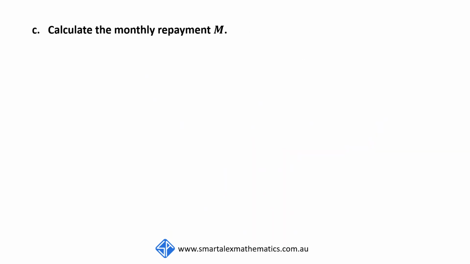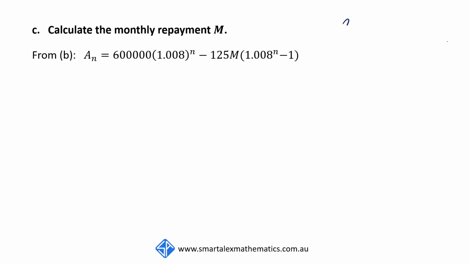We're now up to the last part where we're going to calculate the value of the monthly repayment M. In this part, we're going to need to use the result from part B where we derived the expression for AN. If you recall from the question, the loan is to be repaid in full after 30 years. But because we're making repayment monthly, this would equate to a total of 12 times 30, which is equal to 360 months. So what that means is the value of A360, the amount owing after 360 months, should be equal to 0. So we're going to sub N for 360 and solve for M.